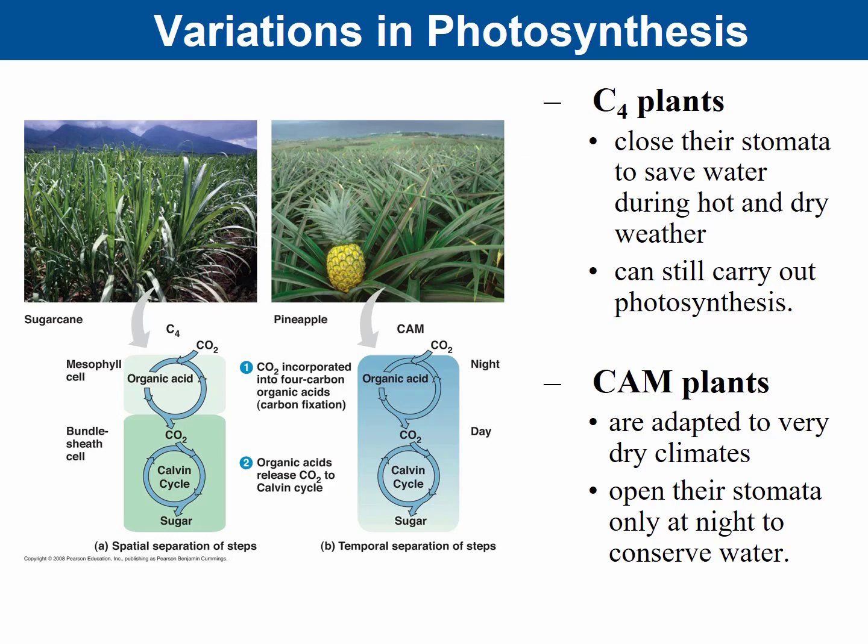That's because they have this spatial separation of steps. They actually convert carbon dioxide into an organic acid, which is stored and then can be used for the Calvin cycle later. Another variation of photosynthesis is what's called the CAM pathway. This is for plants that are adapted to very dry climates. If you're in a very dry climate, you're not going to want the stomata to be open all day where they can lose a lot of water.